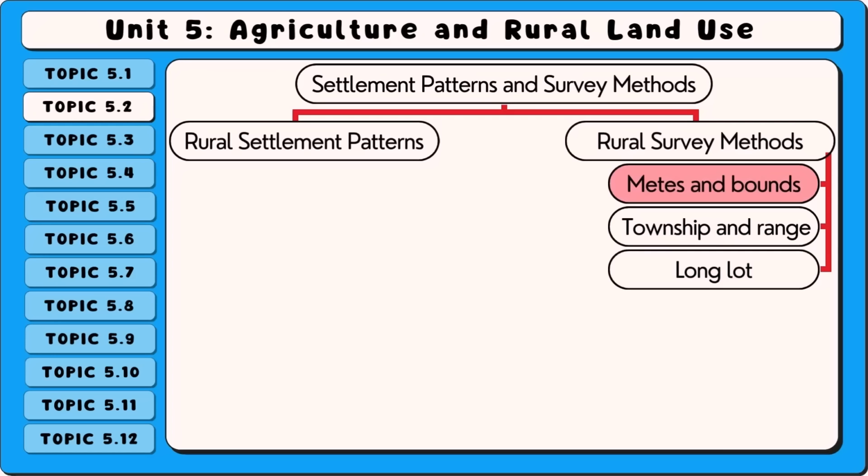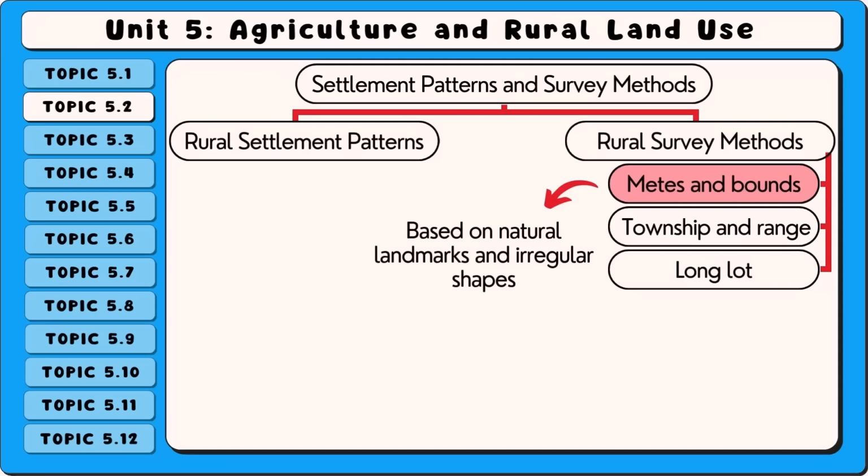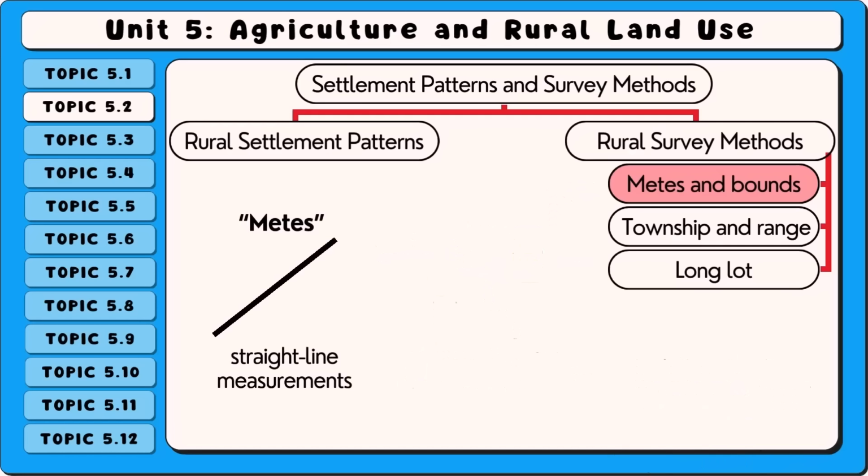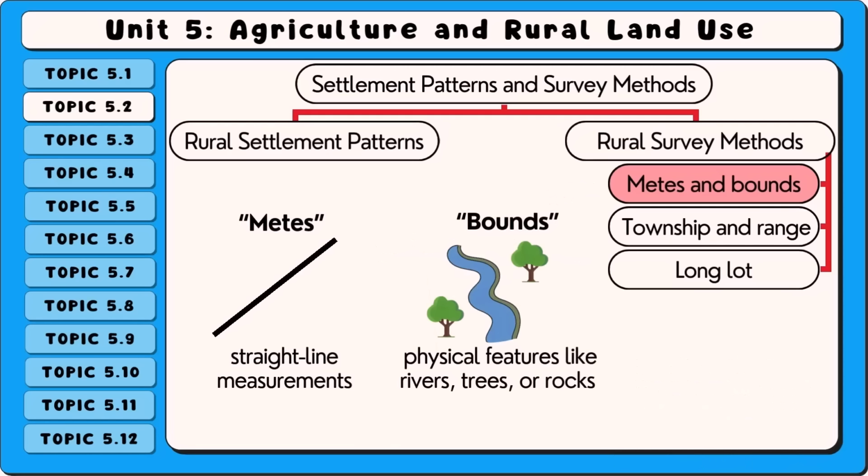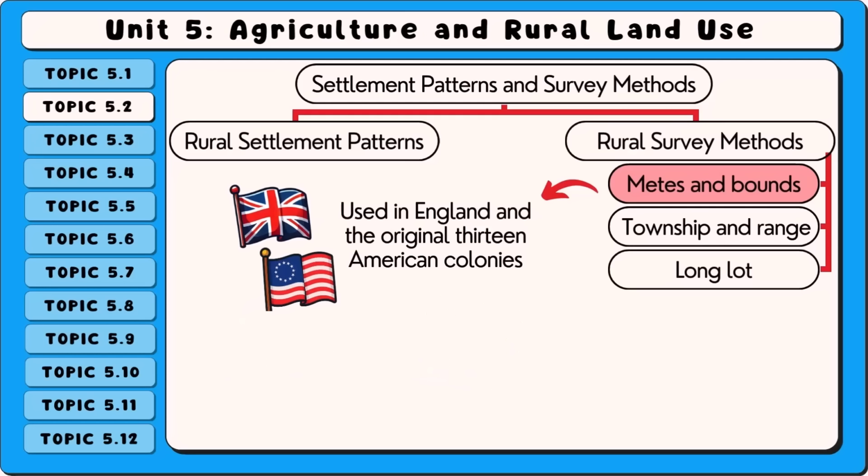The first method is meets and bounds. This is one of the oldest ways of dividing land, based on natural landmarks and irregular shapes. Meets are straight-line measurements, and bounds refer to physical features like rivers, trees, or rocks. This system was commonly used in England and the original 13 American colonies. Because it depends on natural features, the shapes of the plots are often irregular.